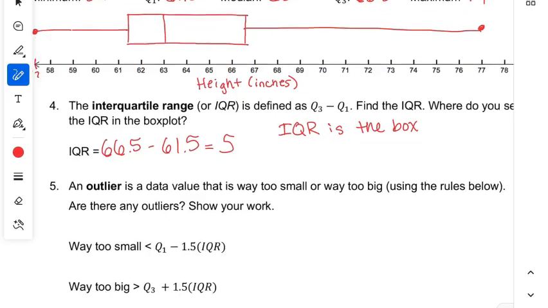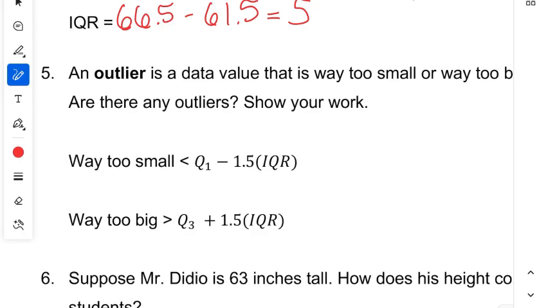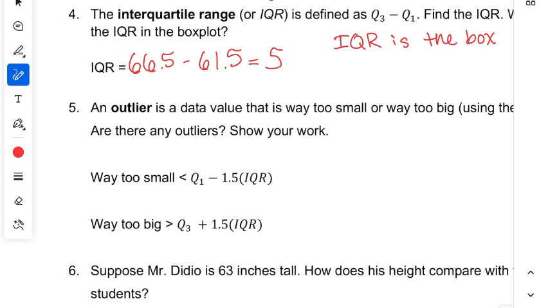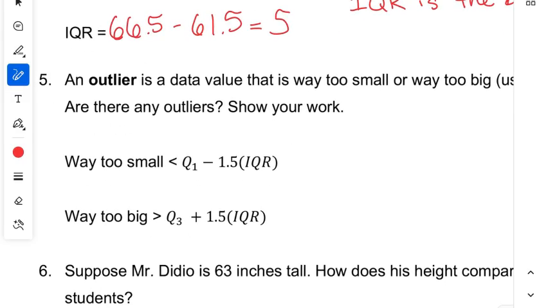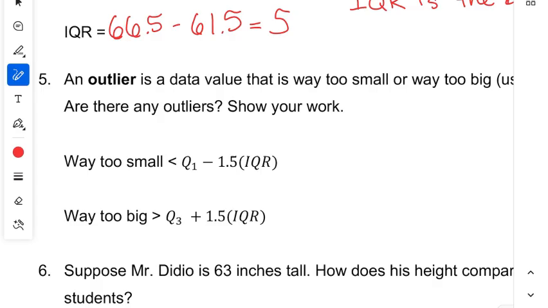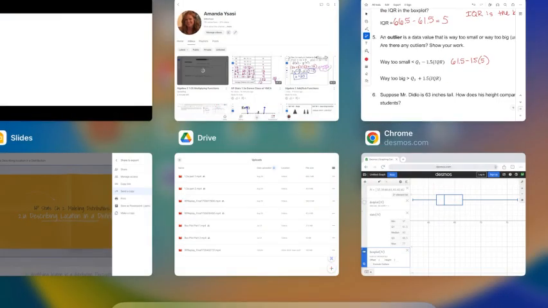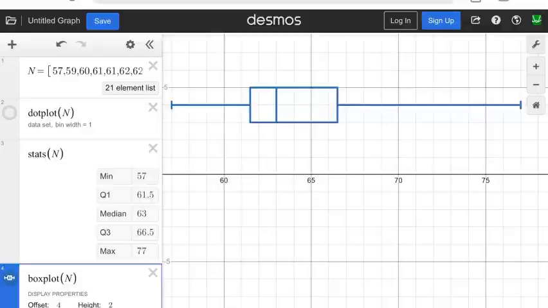So far we've just been saying there's a possible outlier at this number. Well, now we know how to find if it's truly an outlier. An outlier is anything outside of Q1 minus 1.5 times the IQR, or Q3 plus 1.5 times the IQR. And that creates a boundary. So we're going to put these boundaries on our box plot so we can see where the outliers are. Way too small is anything that is less than 61.5 minus 1.5 times 5.